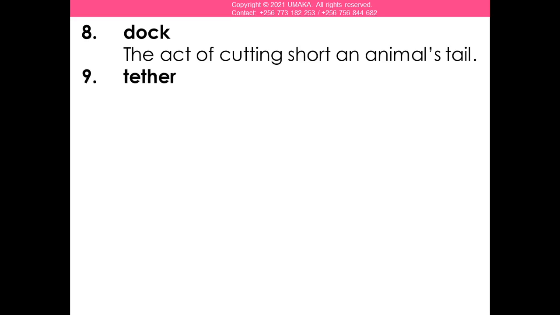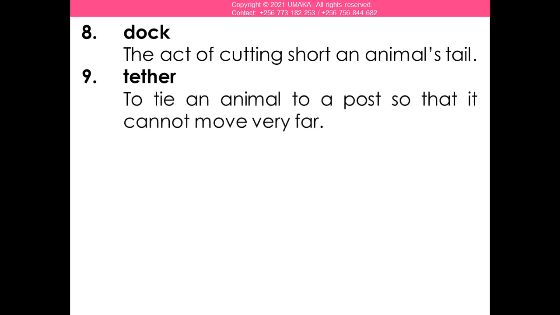Okay, we have tether. We have to take these animals to graze, to eat grass. Tether is to use a rope. You tie any animal, let it be a goat, on that post, on maybe a tree, such that it cannot move far from that place. Tether is to tie an animal to a post so that it cannot move very far.